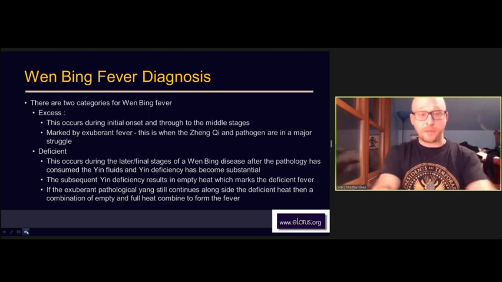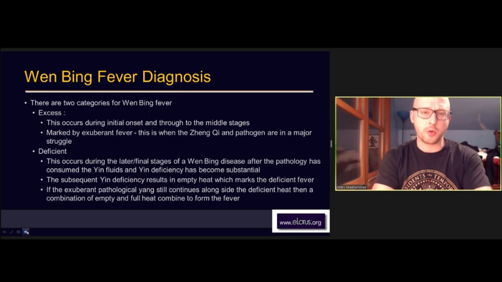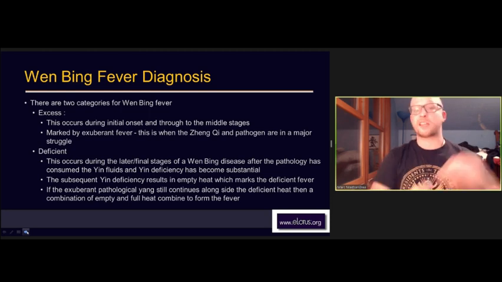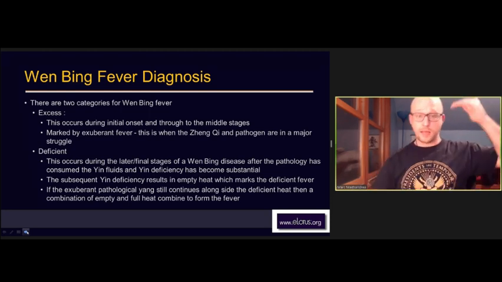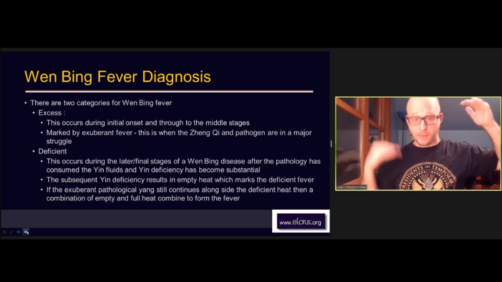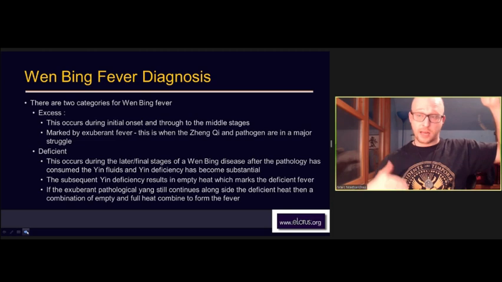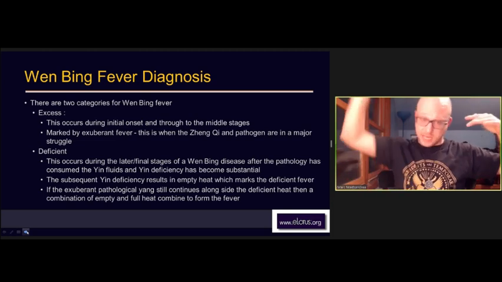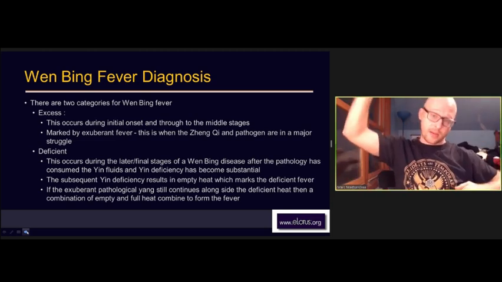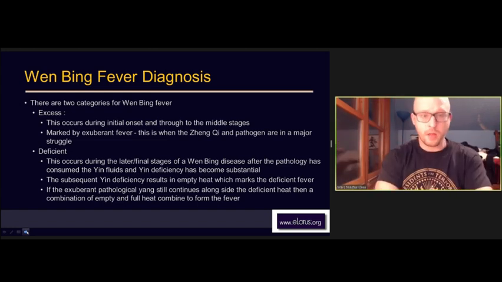But a deficient fever occurs more during the last or final stages of the Wen Bing disease. After a pathology has consumed yin fluids, the person is left with yin deficiency. And that yin deficiency generally becomes substantial enough to see a difference between the amount of yang you have and the amount of yin you have, right? Because if you see a substantial difference, you're going to get the yang rising, you're going to get this heat, because the yin can't anchor it down. But it's got to be fairly substantial, or something that's been a long time coming.